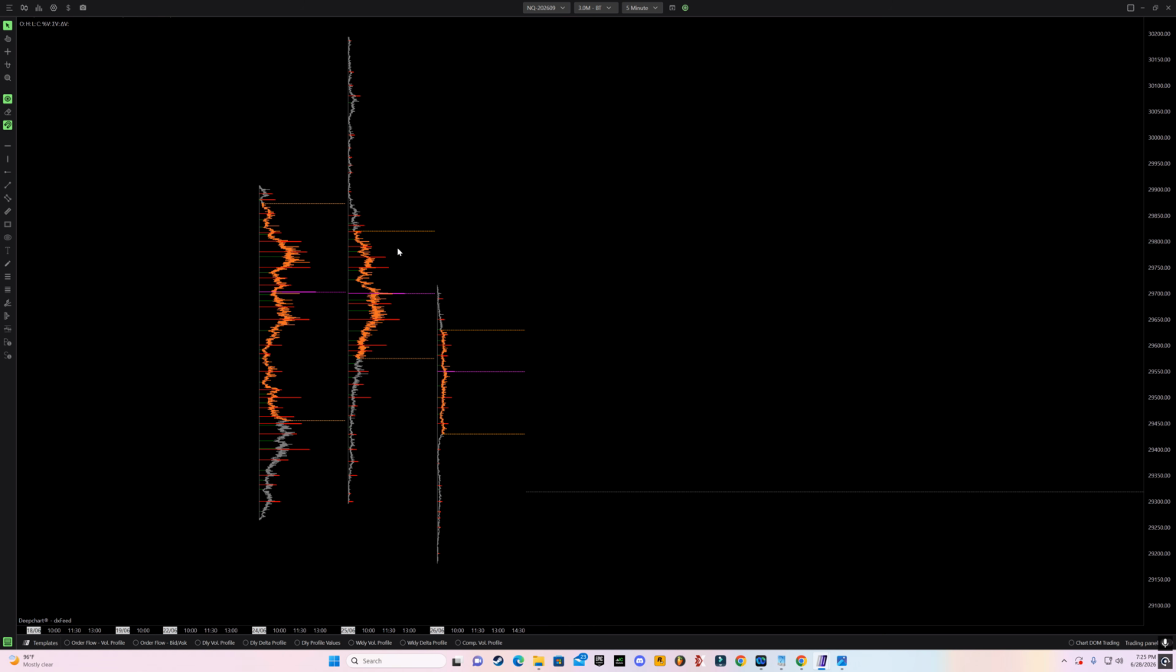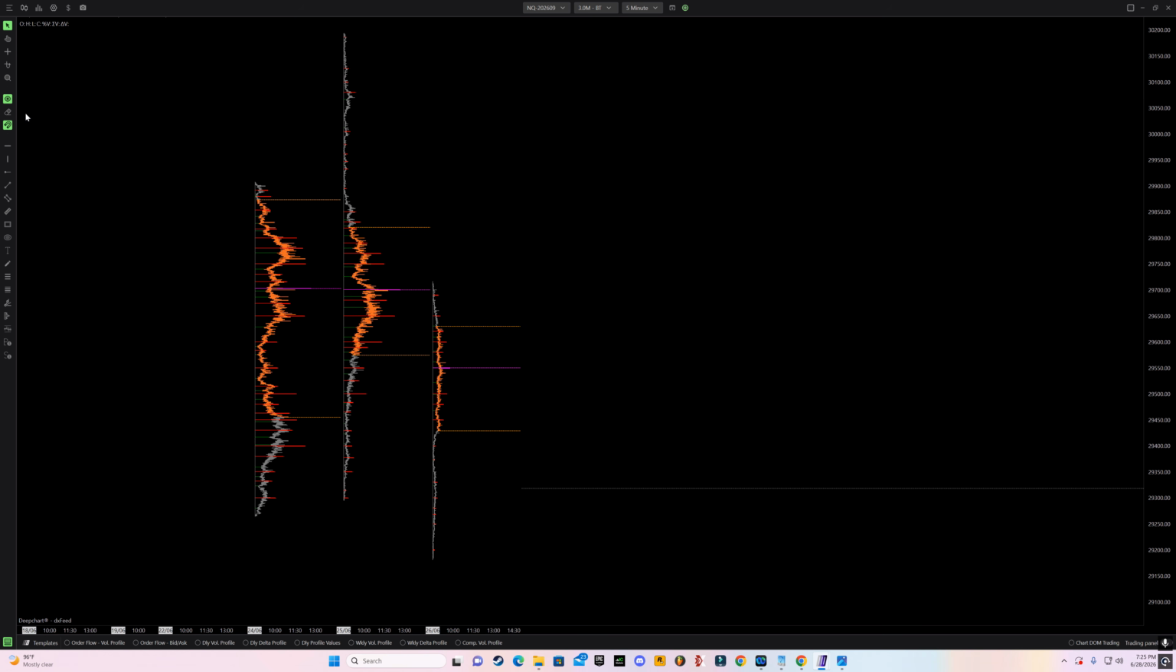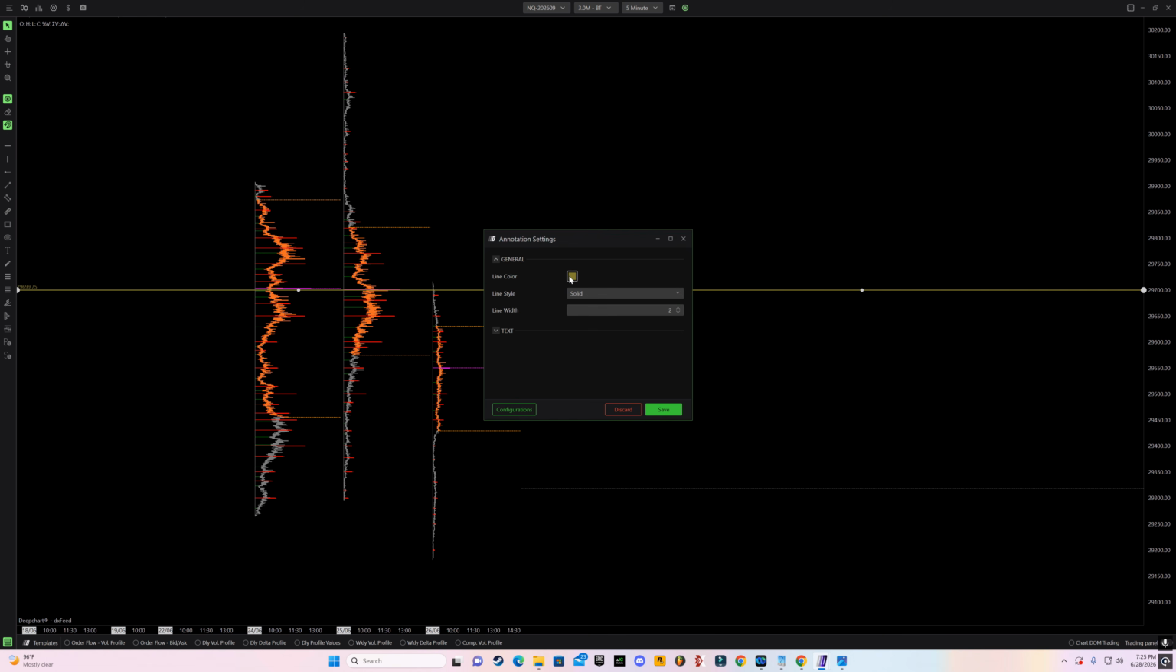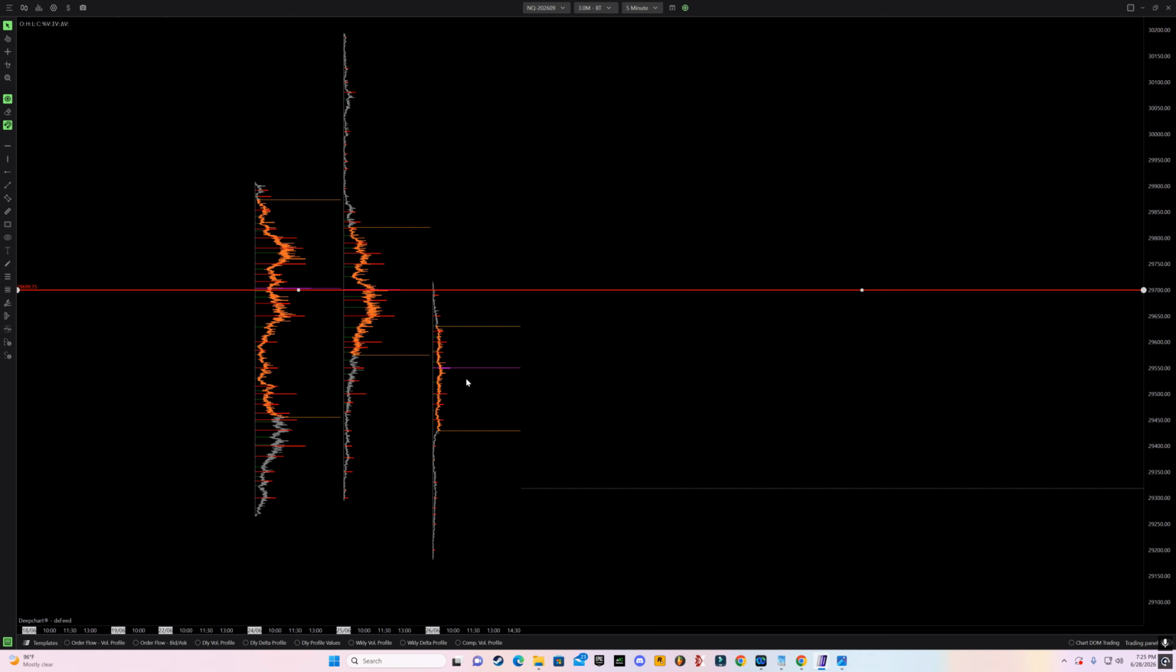So again, we have these three levels: value area low, point of control, and the value area high. In this case, we have the point of control, right? So we're going to mark this out as red over here for this day. On this day, when price approaches this level after 9:30 a.m., we're going to look for short positions.